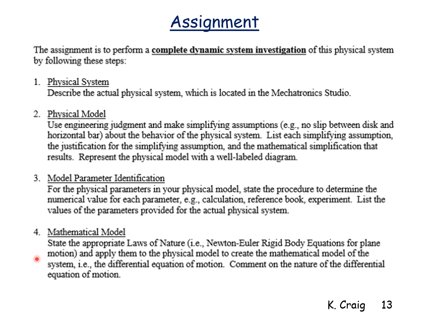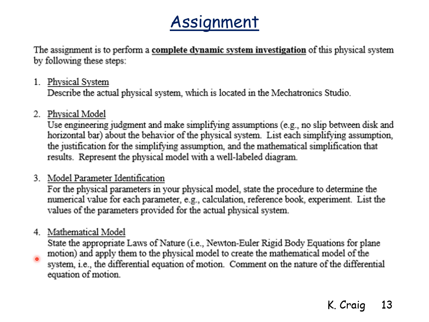Mathematical model. State the appropriate laws of nature. Here it's the Newton-Euler rigid body equations for plane motion. Laws of nature: Maxwell's equations, conservation of energy, conservation of mass, and so on. Here it's the Newton-Euler rigid body equations of motion for plane motion. And we apply them to the physical model to create the mathematical model of the system, the differential equation of motion. The mathematical model is the mathematical model of the physical model.